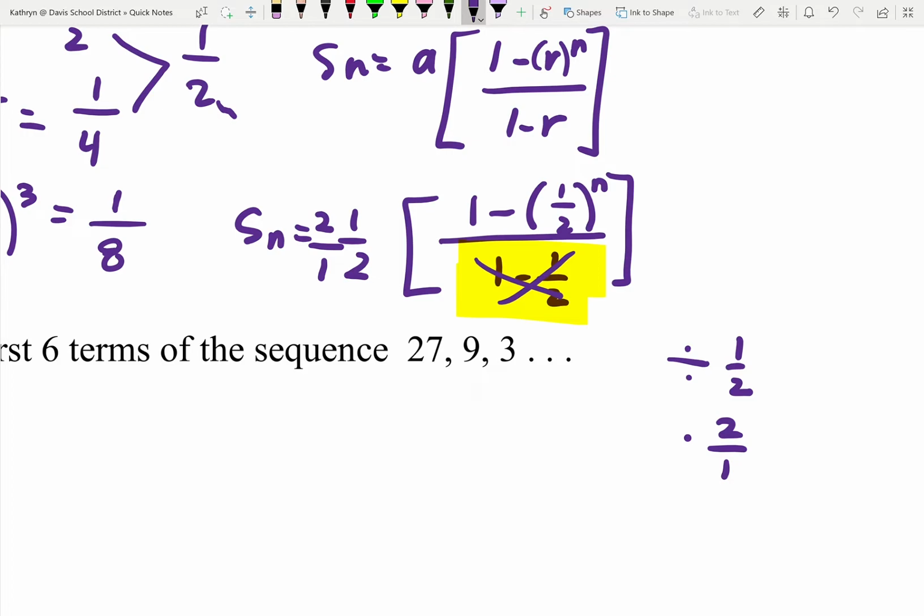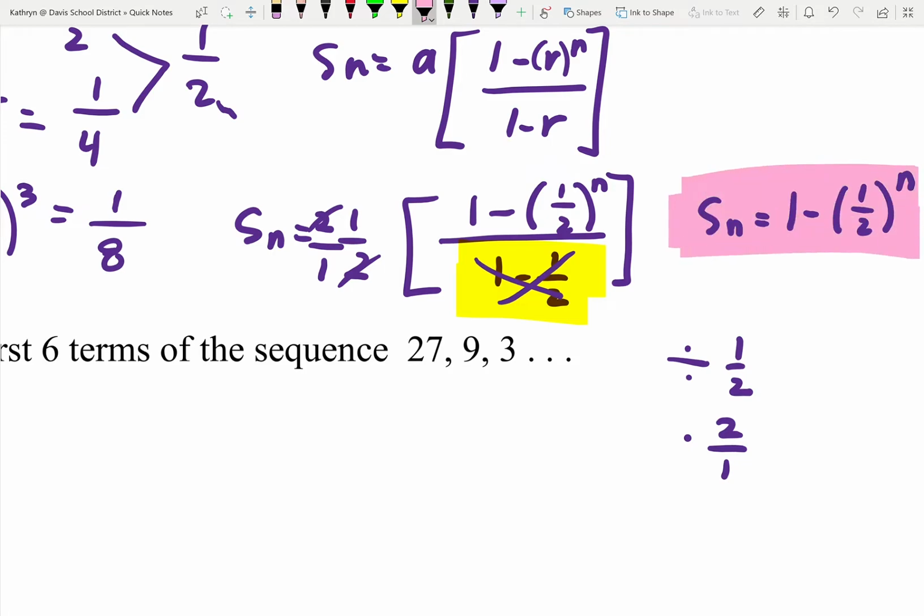And now look what happens in the front. What is 2 over 1 times 1 over 2? What is that? That's just a 1. The 2's cancel. So your final answer is S sub n is 1 minus, in parentheses, 1/2 to the nth power, and we're done. Okay?